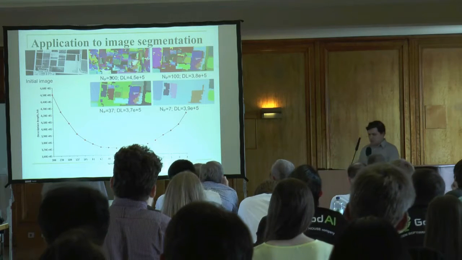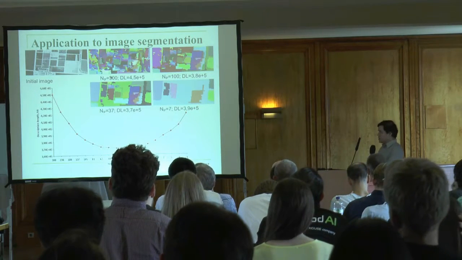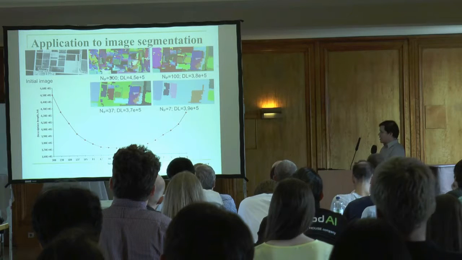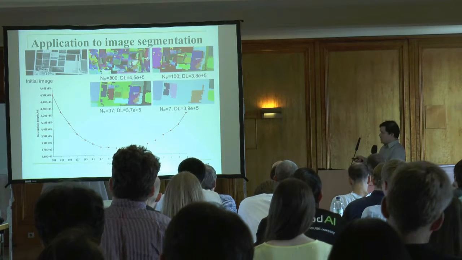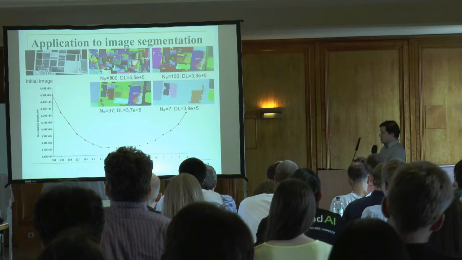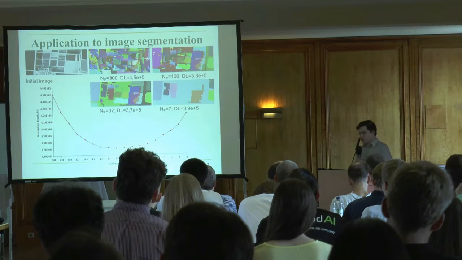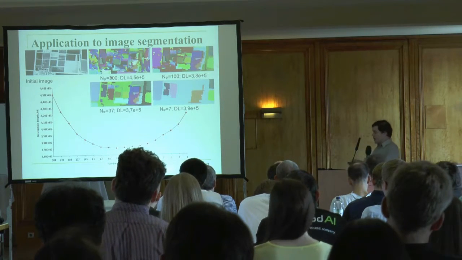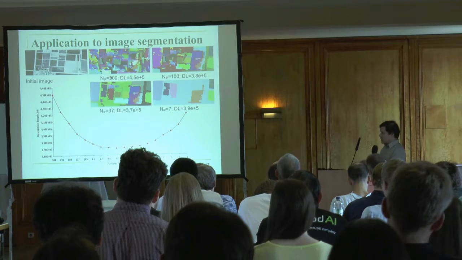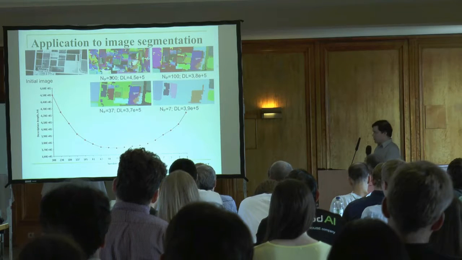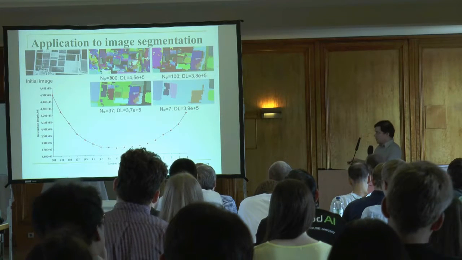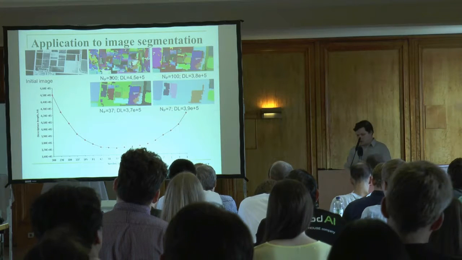The same can be obtained, for example, for the image segmentation task. Here you can see the number of segments, and when the number of segments is large, then the total description length is high. And somewhere in between the smallest number of segments and the largest number of segments, we have some compromise between the model precision and its complexity.